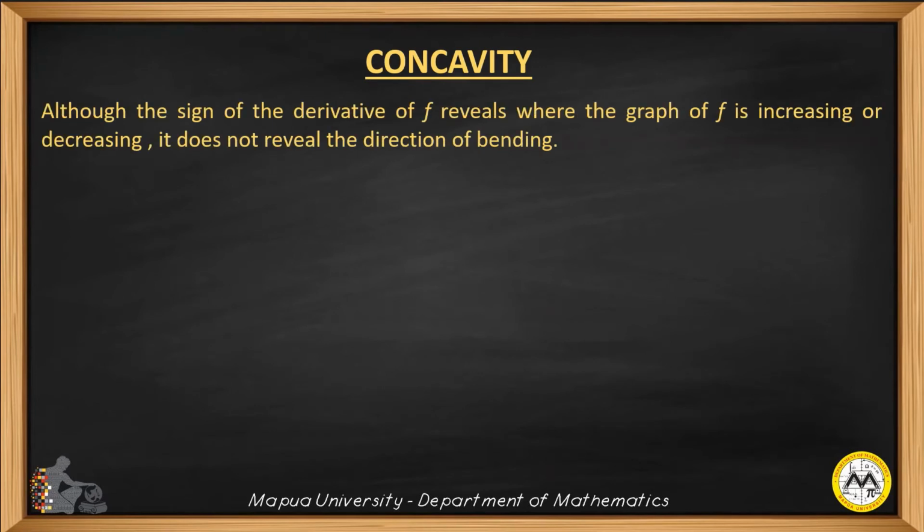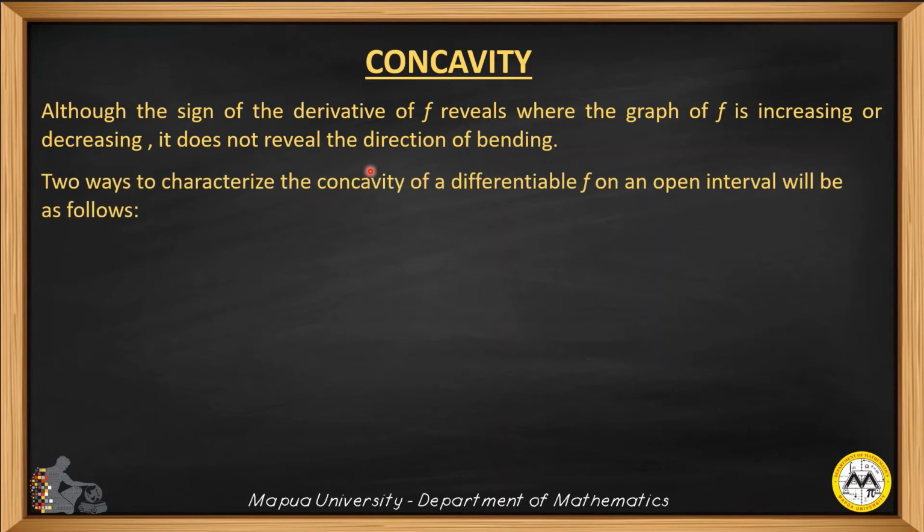Okay, though the sign of f prime would tell us whether the function is increasing or decreasing, it does not give us an idea of the concavity of the graph or the direction of bending. There are two ways at which we can characterize the concavity of a function. So let's consider having a differentiable function f defined on some open interval. Then we can characterize concavity of the function as follows.